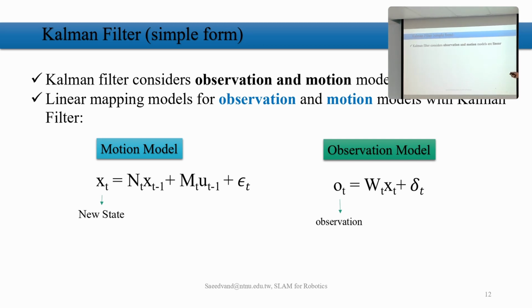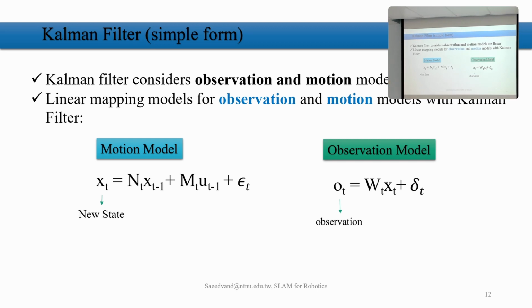So we said that we consider the observation and motion models, and we consider them linear for the Kalman filter. Then we declared the motion model as xt, the new state, equal to x(t-1) times the matrix n, added to the control command times the matrix m, added to the motion model noise that we have in the environment. And we discussed that these n and m are kind of linear mappings of how the motion model can be applied based on the previous pose and control commands that we have.